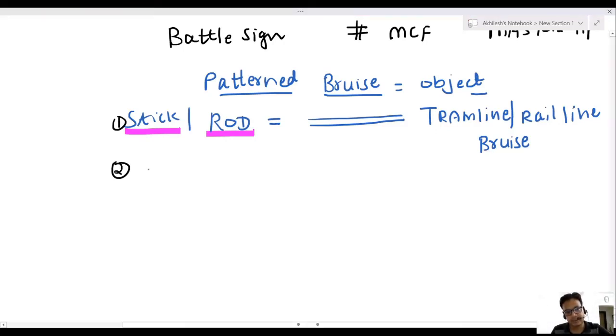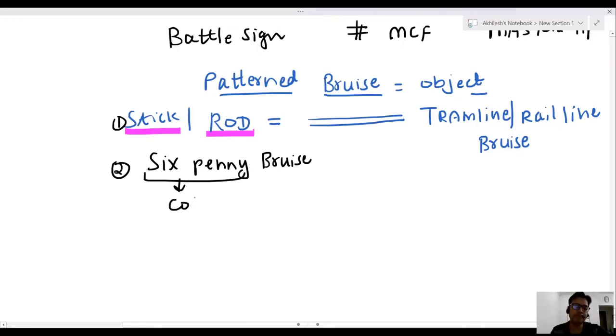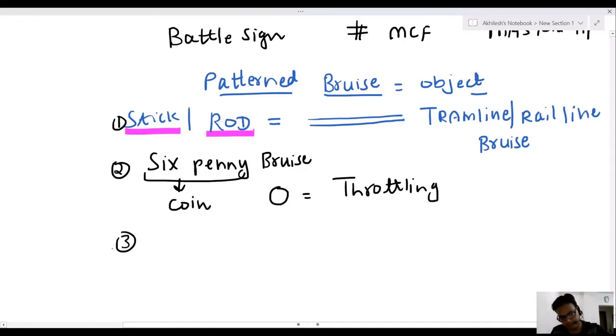Second, sixpenny bruise. Doctor Sahab, sixpenny is the name of a coin. It is a coin shaped bruise. It is seen in throttling. If the neck is compressed by fingers, there is a sixpenny bruise. Number 3, butterfly bruise.